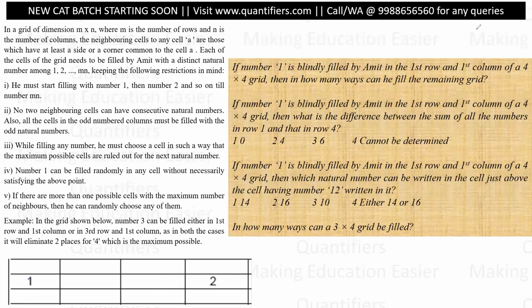Next it says if there are more than one possible cells with maximum number of neighbors, you can randomly choose any of them. Which means that if let us say I have only 2 possibilities and both the possibilities are eliminating equal number of cells for the next number.